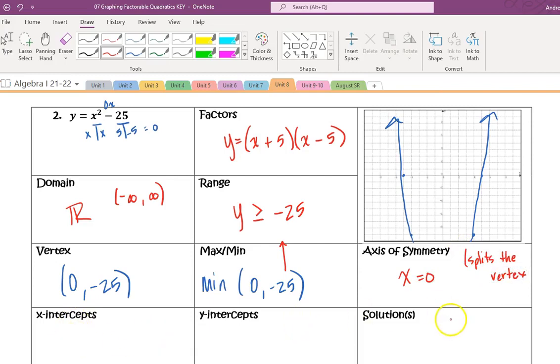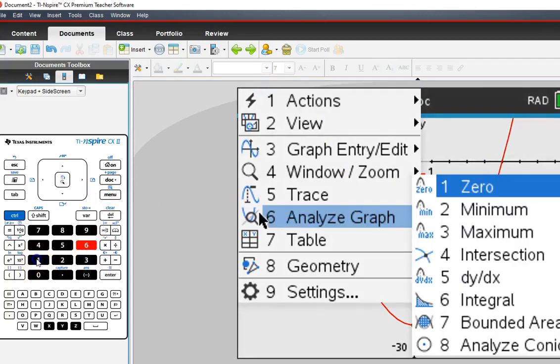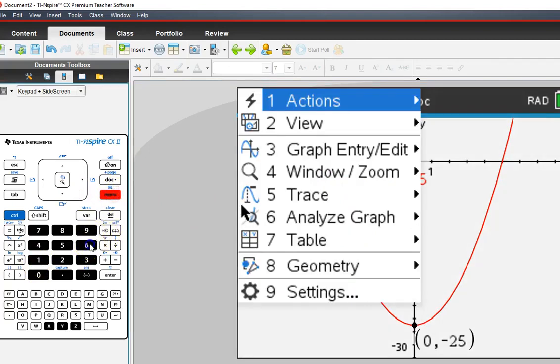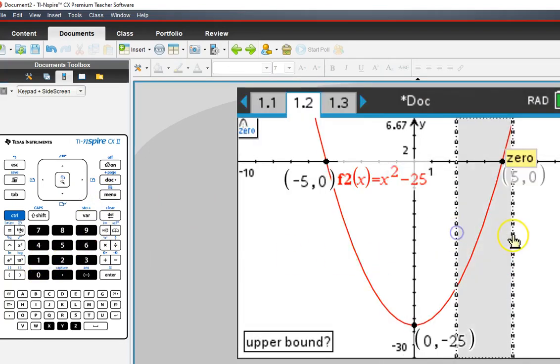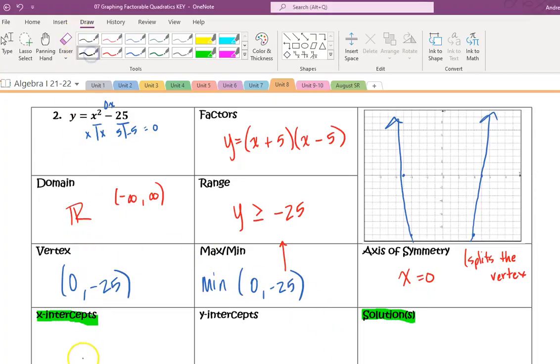And then the next three things, of course, we can use the calculator for. So just a reminder, when we find our x-intercepts, they also give us our solutions, and then the y-intercept would be from the table. So here's one x-intercept, here's the other. Menu, Analyze, Zero, click and drag, so there's one. Menu, Analyze, Zero, click and drag, there's the other. So I'm going to add these in. And I'm going to repeat it over here.